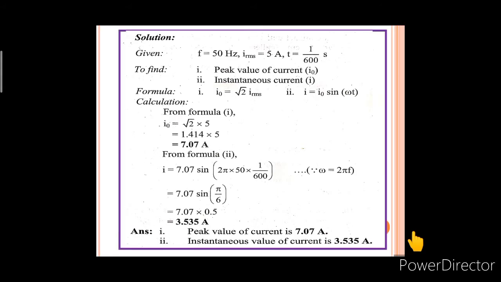And finally we can write our answer. First of all, the peak value of the current I0 we are getting as 7.07 ampere, and second, the instantaneous value of the current, that is I, we are getting as 3.535 ampere.